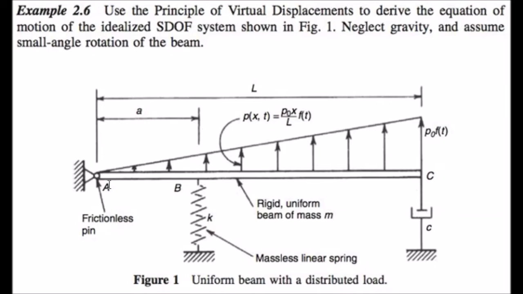some distance a away from this frictionless pin. We can see here we have a spring constant k. This is a massless linear spring. Come all the way to the end, point C. You can see now we have a damper down here at point C, at the end of the beam.